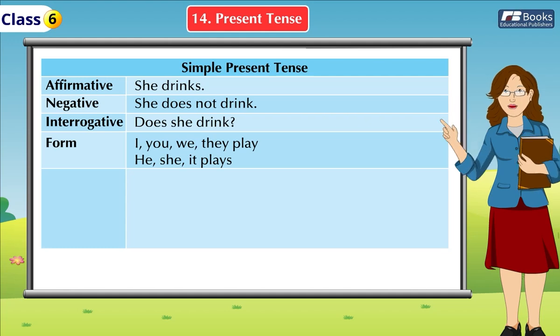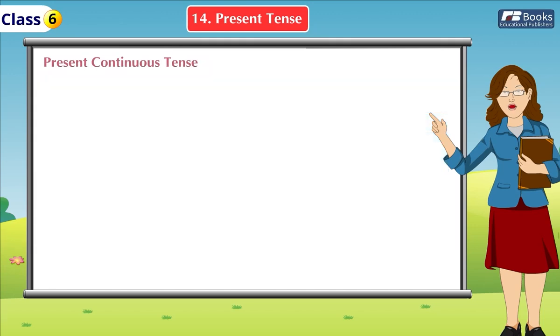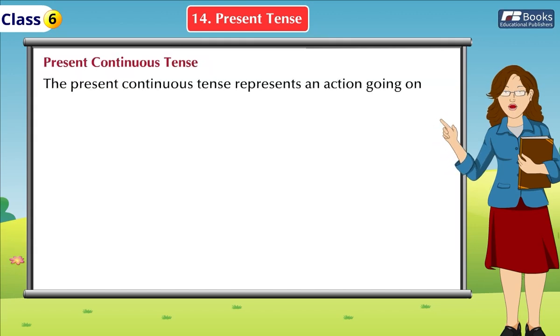He, she, it plays. Uses: action in the present taking place once, never, or several times. Actions taking place one after another. Actions set by a timetable or schedule. Present continuous tense. The present continuous tense represents an action going on at the time of speaking.